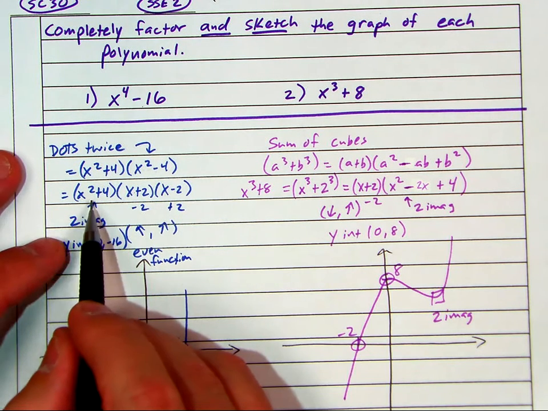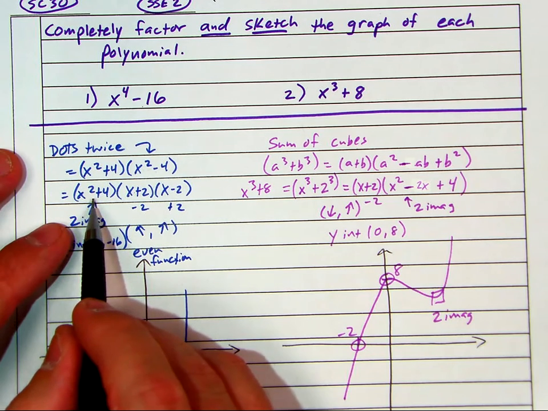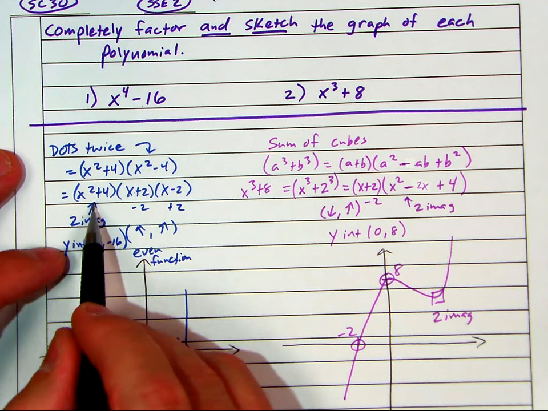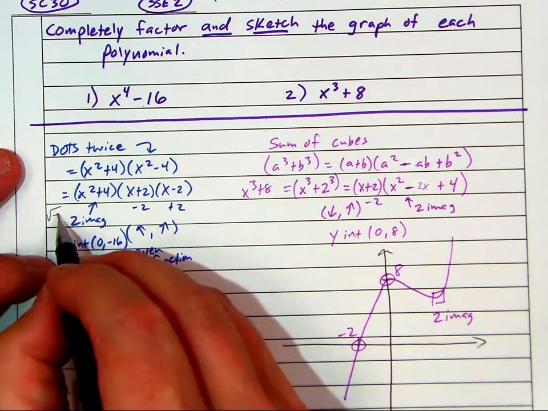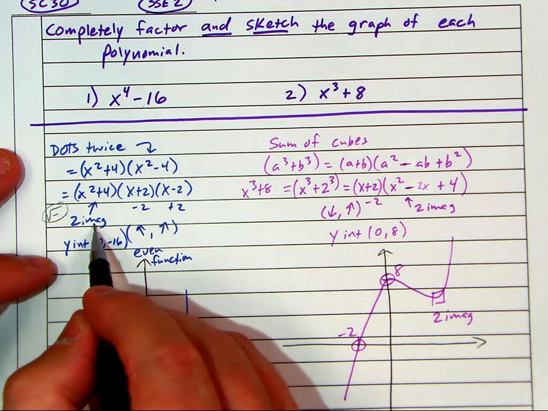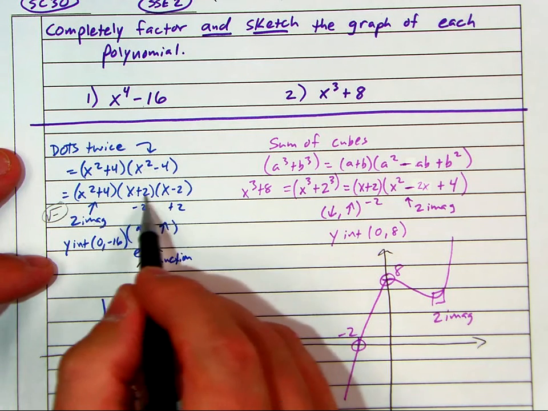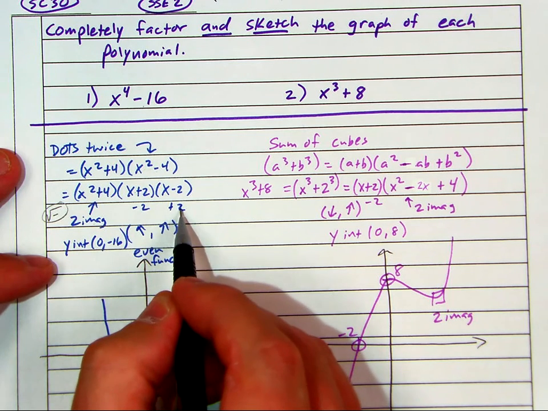Now we have to sketch this. You have to do some analysis on the roots: set this equal to 0 and solve. You will find out that you have two imaginaries. Remember, you're taking the square root of a negative. That means you have imaginary roots. These two roots, with the zero product property, are negative 2 and plus 2.